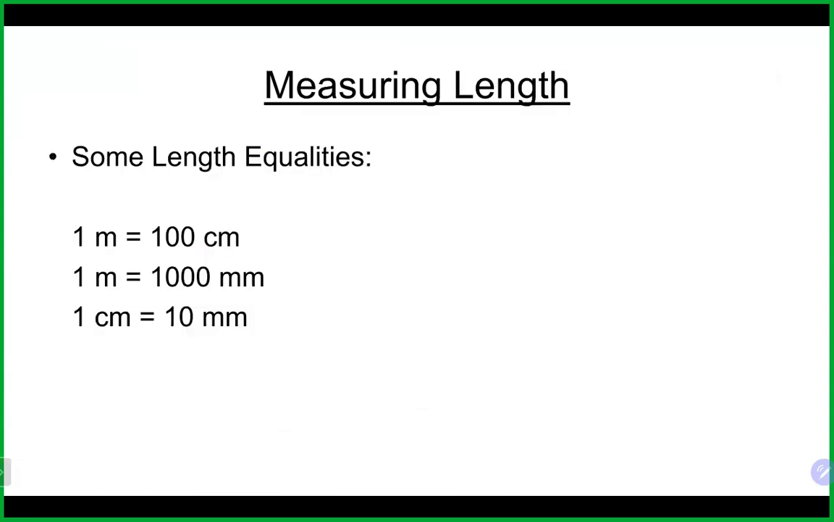All right, while we had that up there, as we talked about before, some important equalities. 1 meter is 100 centimeters. Again, you need to know. 1 meter is 1,000 millimeters, you should know. And in 1 centimeter, as we saw on the ruler, there are 10 millimeters. So again, these are common ones that you should know.